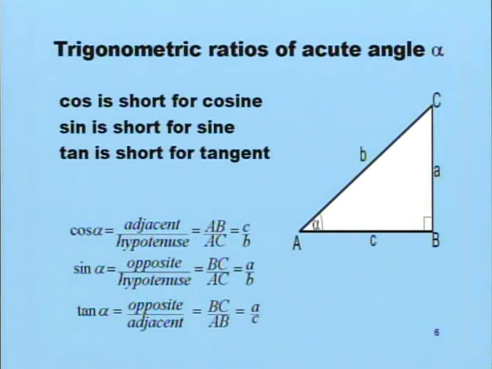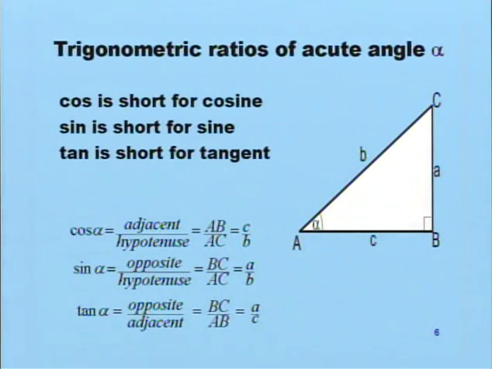Trigonometric ratios of acute angle alpha. And notice alpha next to A on the diagram. COS, sometimes we say cos, is short for cosine. SIN, we say sine, is a short way of writing sine, S-I-N-E. Tan is a short form for tangent.